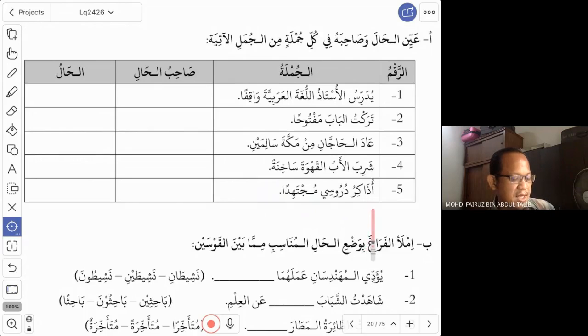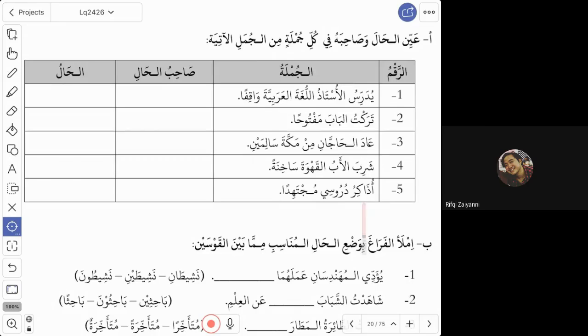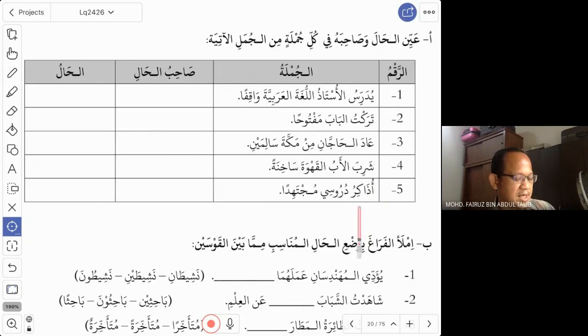Udhakiru durusi mujtahidan. So here udhakiru, it is I. What do I do here? Udhakir durus. Anyone? Mengulang kaji, yes. So I do my revision. I revise my lesson. I study my lesson, durusi.